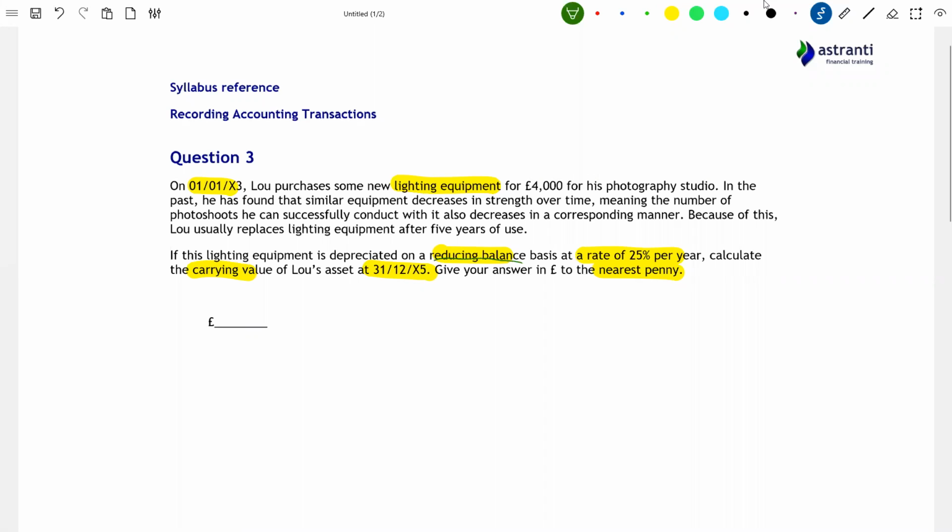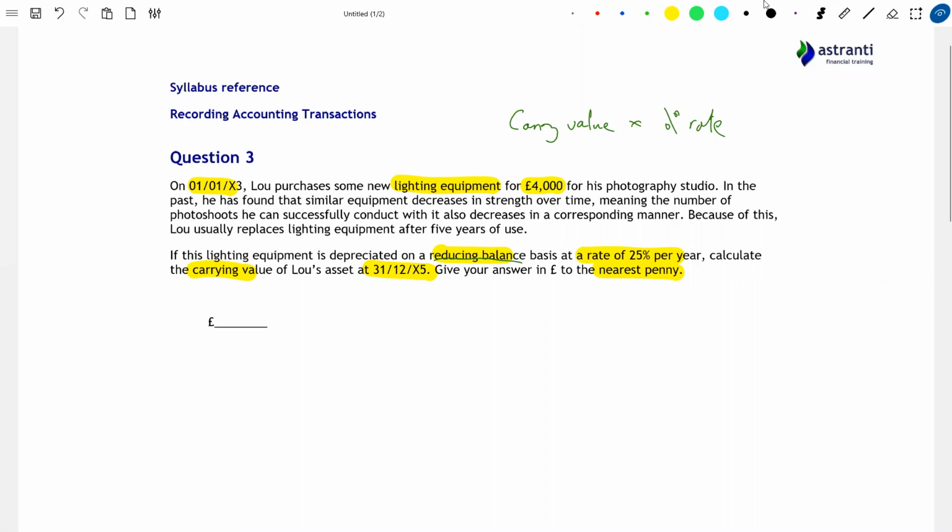So we know that reducing balance depreciation is calculated by multiplying the carrying value of our assets by our depreciation rate percentage, okay? So first things first, let's identify these figures in our answer. We know that the initial cost of this asset is £4,000. So this will be the starting point for our calculation. And then we know that we have a depreciation rate percentage. We've already highlighted this down here to be 25%.